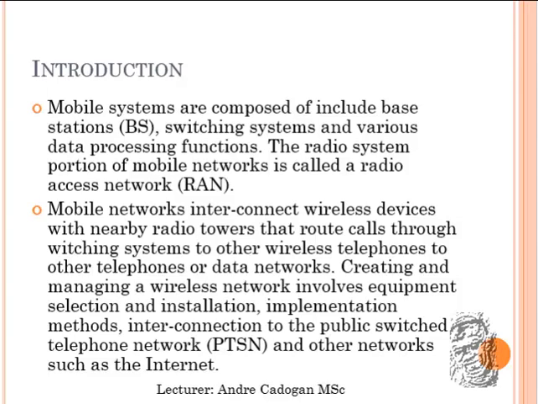The radio system portion of the mobile network is referred to as the radio access network, and some people refer to it as RAN. Mobile networks interconnect wireless devices, such as cellular phones, mobile workstations, and embedded radio modules, with nearby radio towers that route calls through switching systems to other wireless telephones, other telephones, or data networks. Creating and managing a wireless network involves equipment selection, installation, implementation methods, and interconnection to the public switching telephone network, PSTN, and other networks such as the Internet.